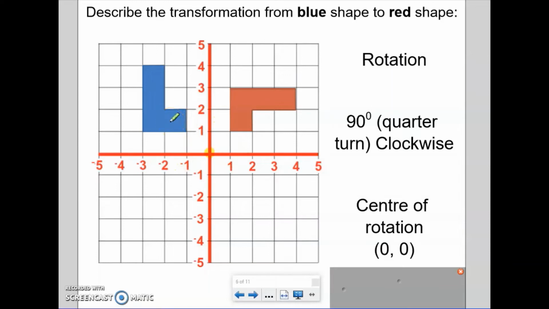You could also have stated this rotation as a 270-degree anti-clockwise rotation. But when we're describing a rotation, we would usually look for the quickest or the smallest turn. So what is the smallest turn that would take us from the blue shape to the red shape?